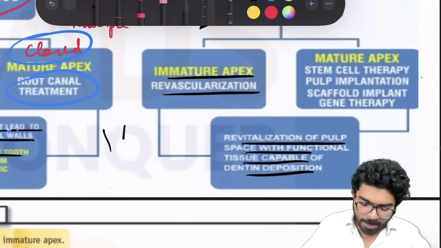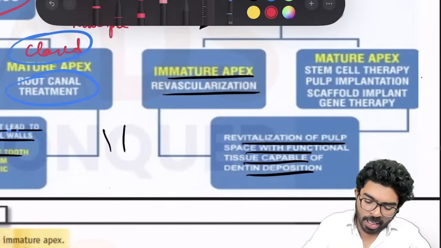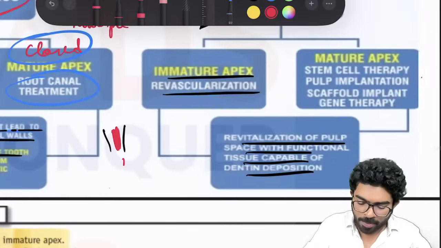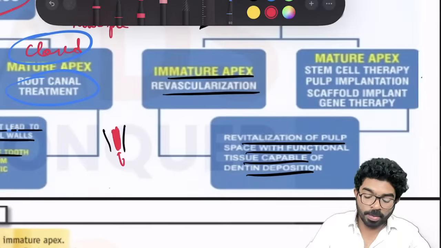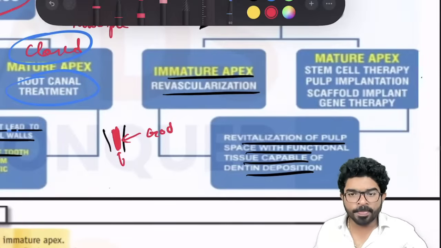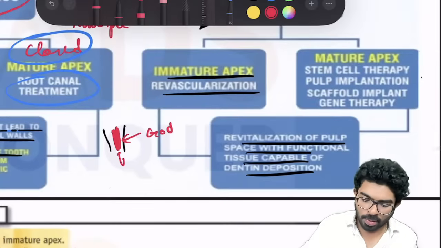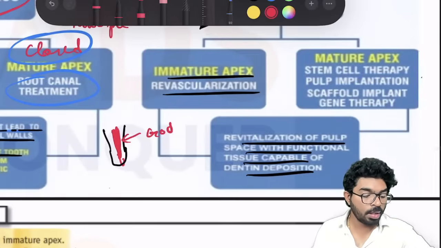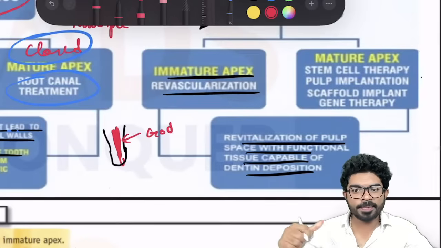Okay, so an open apex is there. Now I have done regeneration. My pulp was lost, now I have done regeneration, my pulp is back. Now the pulp's job, God is back again. Whenever God is back again, root closure starts. Slowly, closure of the root is going to occur. Right guys, clear?